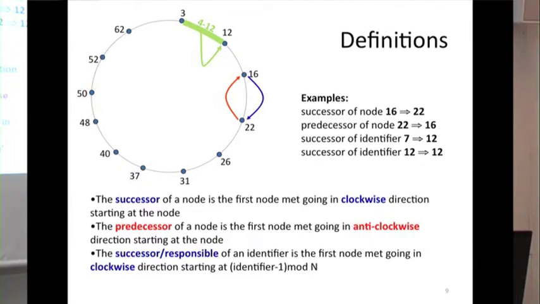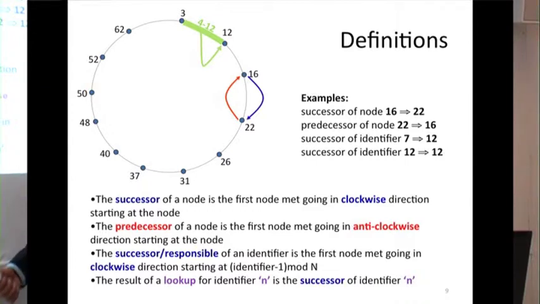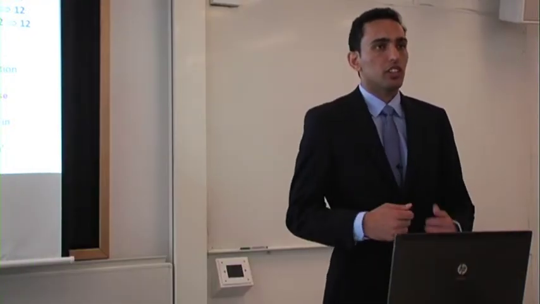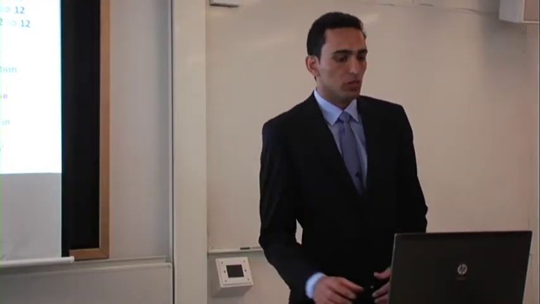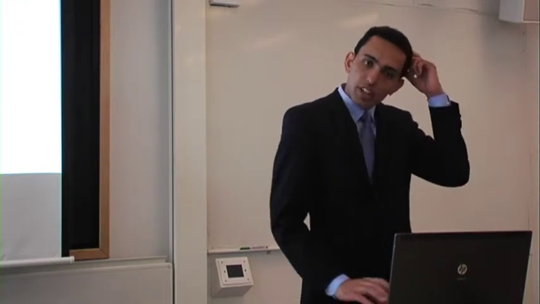Now when you make a lookup, it tries to find the node that is responsible for that particular identifier. For example, if you make a lookup for 7, you will get routed, and the lookup should return that node 12 is responsible for this identifier. So this is just background.